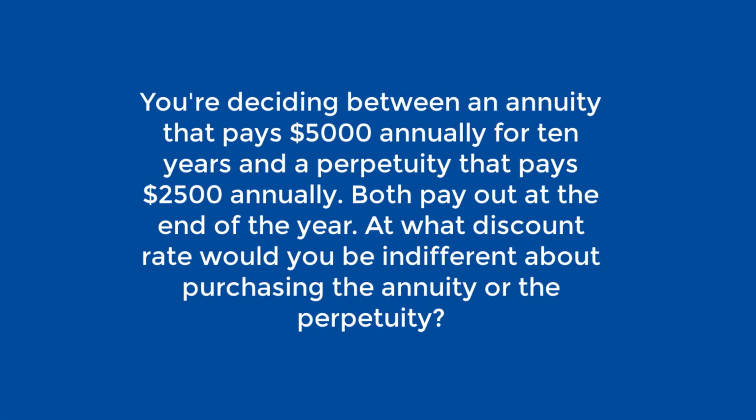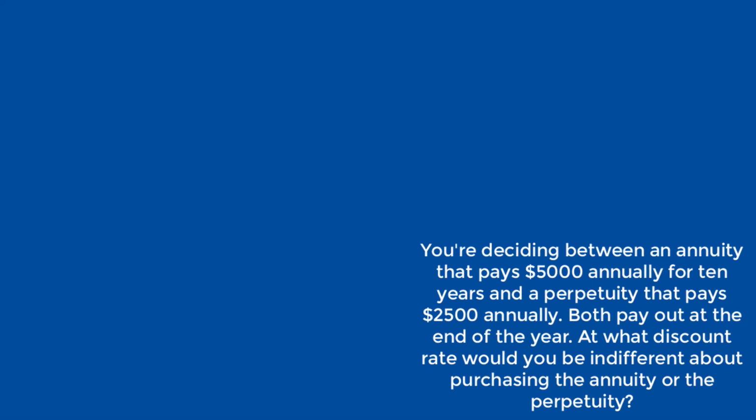You're deciding between an annuity that pays $5,000 annually for 10 years and a perpetuity that pays $2,500 annually. Both pay out at the end of the year. At what discount rate would you be indifferent about purchasing the annuity or the perpetuity? So really what we're being asked to do in this question is decide when the present value for the annuity is equal to the present value for the perpetuity. And since the r value is the one that we don't know, we're being asked to determine what is that r value. And so the way that we would do this is by expanding each side.